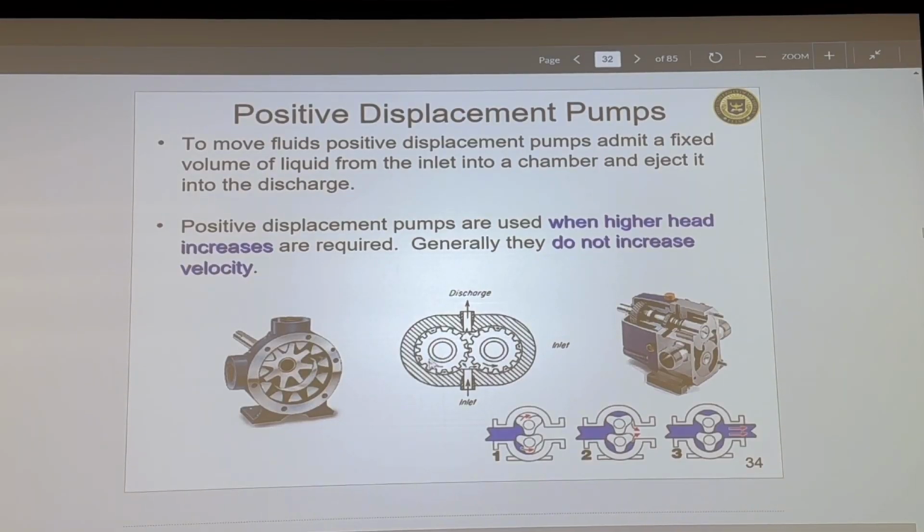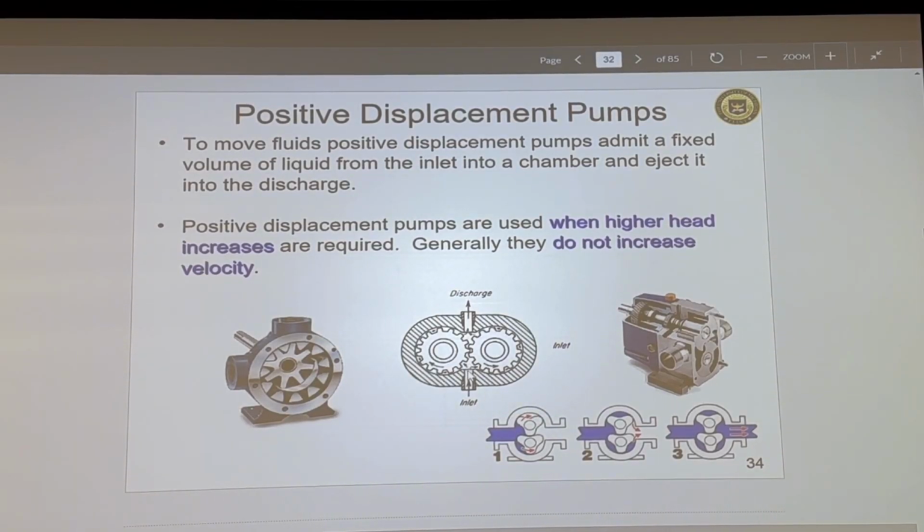So same thing here, another mechanism: two gears meshed together, with very tight clearance on both sides. As the fluid comes in between those two gears, whatever fluid is picked up is squeezed and then moved out, and that is the discharge where the high pressure comes out. And there is another example, a screw type pump.